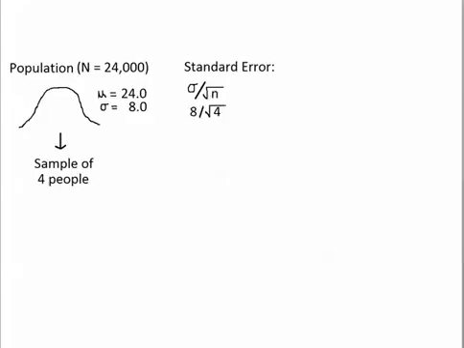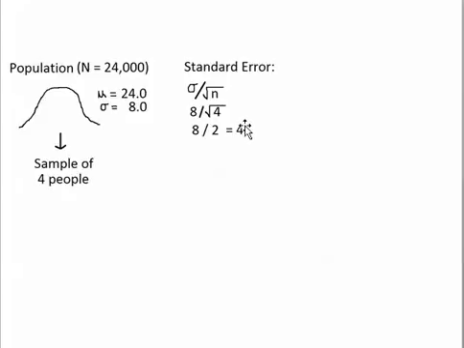The square root of 4 is 2, so I'm just going to be dividing 8 by 2. 8 divided by 2 equals 4, so my standard error is 4. Let's think about what this number is telling me. This number is telling me that when I randomly select my sample of 4 people from the population, my sample mean is likely to be about 4 away from the population mean. In other words, my sample mean is likely to be about 4 off target.